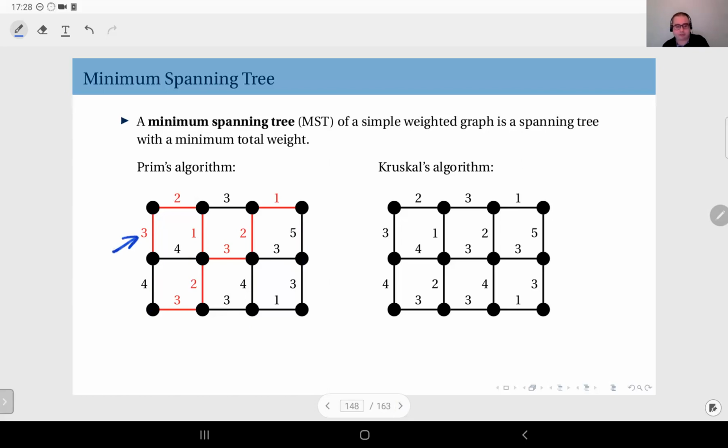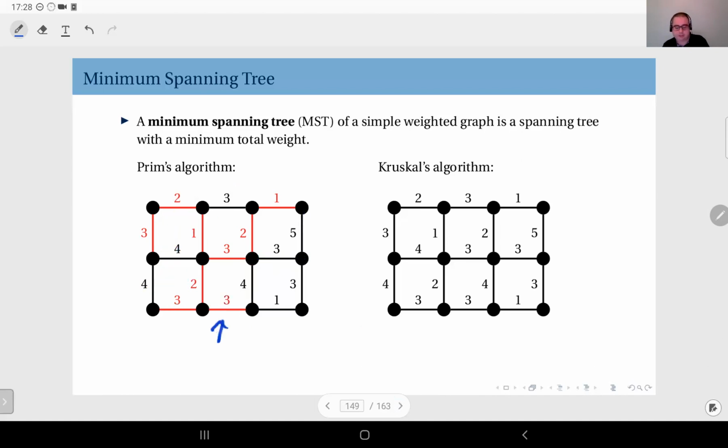Okay, so for the next iteration, this is out, and this is also out because it will lead to a cycle here. And this is also out because it will lead to a cycle here. And I can select this one, or this one, this one, or this one. So 3, 4, 3, 5. So I will again select one of the 3s.